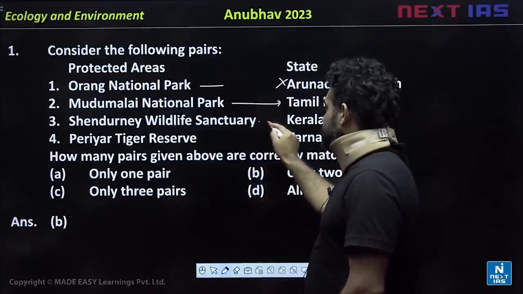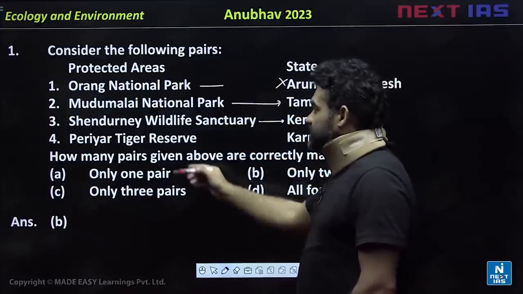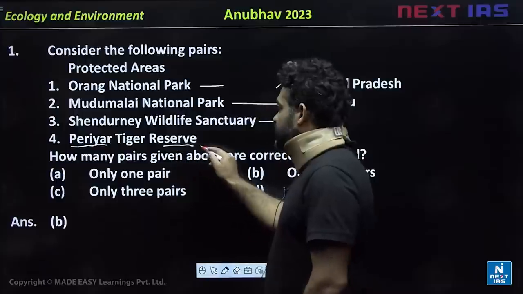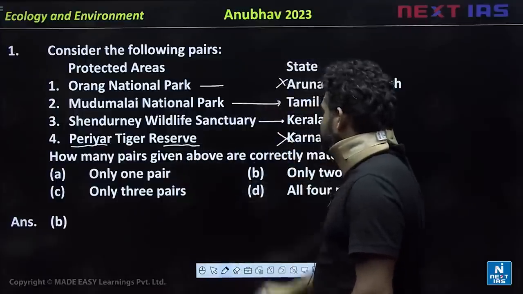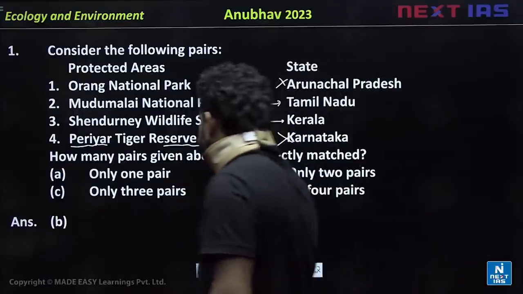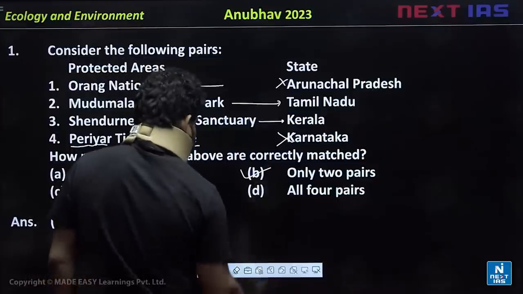Shendurney, right? That is a Wildlife Sanctuary, Kerala. Periyar Tiger Reserve, Periyar you already know, that is Kerala, right? So that is Periyar Tiger Reserve and National Park, Kerala. So Karnataka is wrong. It means 2 and 3 are correct. Pair means only 2 pairs are correct.